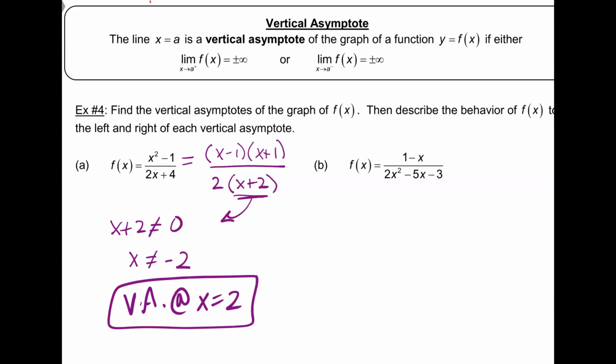So notice I was careful. I factored it out to make sure it doesn't just disappear. I had to make sure it was not a removable discontinuity, just a hole. It is negative 2. I wrote it up above, I just forgot to do it here. Good job. So I had to make sure it doesn't cancel out. If it cancels out on top and bottom, it's a removable discontinuity, just a little hole. But if it doesn't cancel out and I'm left with a factor on the bottom, that's where your asymptote will be.